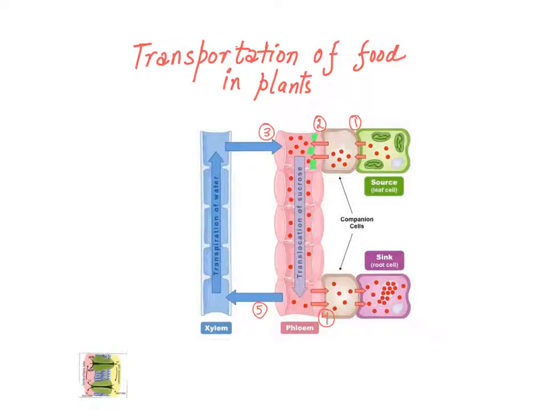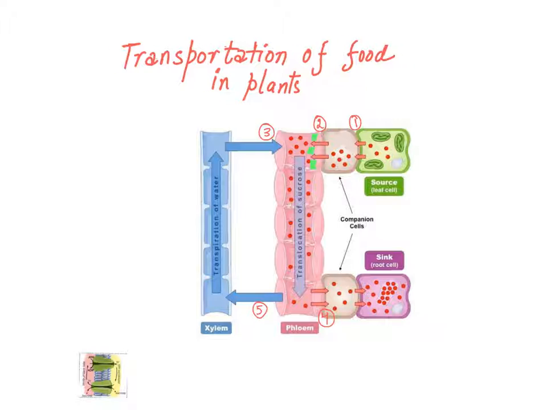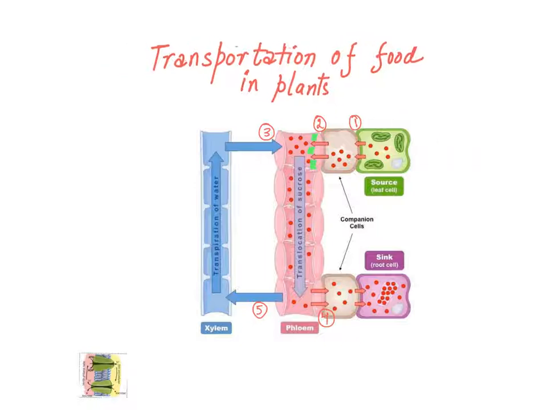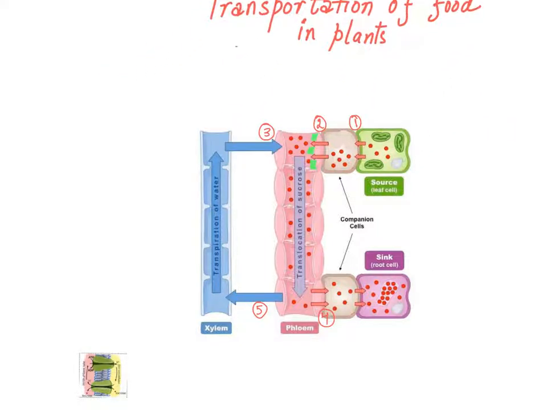Now we will talk about transportation of food in plants. We know the tissue responsible for transportation of food in plants is phloem. So let's see how transportation of food is done in plants and what the mechanism for this is.